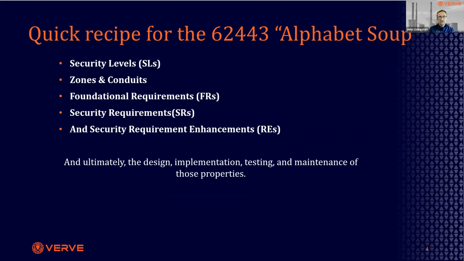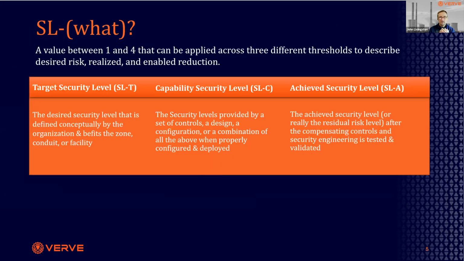We know this is a group that probably knows quite a bit about 62443, but we felt it was important before diving into a demonstration of how you can do this on endpoints to remind ourselves of the various components, or alphabet soup, that is the standards. We've got security levels, zones and conduits, foundational requirements, security requirements, et cetera. Ultimately, it's about implementing and maintaining these controls. But as we get down into these endpoints, we just wanted to make clear the foundation that we're building this on.